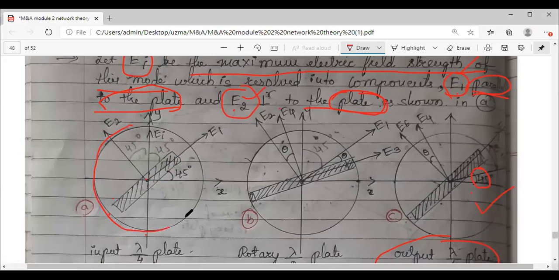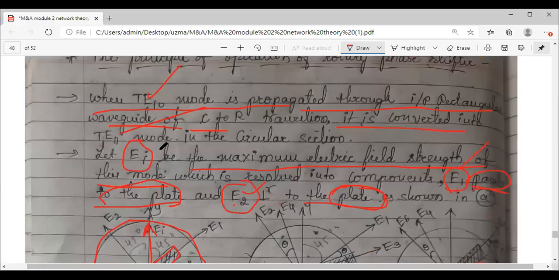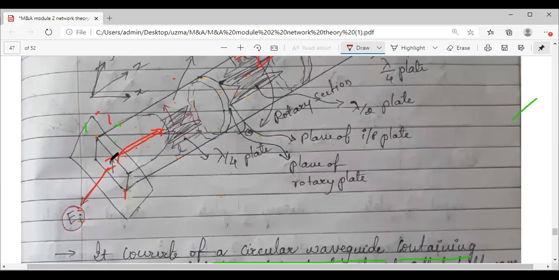This circle indicates your circular waveguide. When it enters, there is a transition. In this transition region you are keeping this λ/4 plate, and its position is 45 degrees with respect to the broader wall of the rectangular waveguide. Now for resolving the electric field, if I take the electric field EI, that is vertical, right? It is vertical. If you see this, it is vertical to the wall, vertical to the opening.